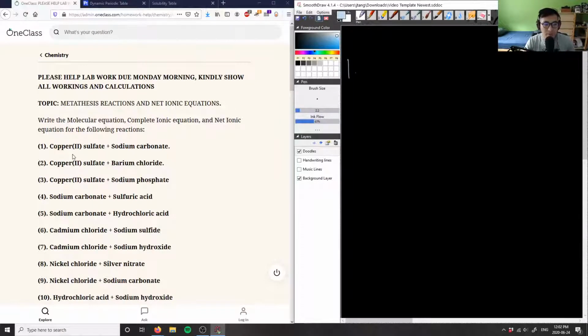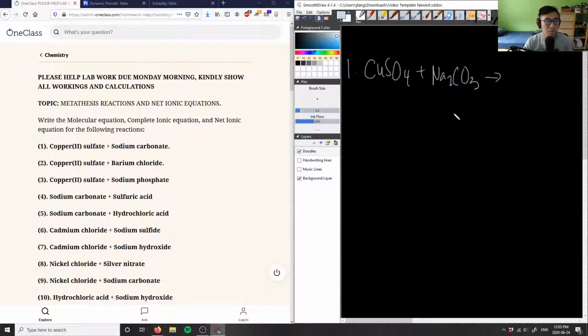So we have our first problem here. It says copper 2 sulfate and sodium carbonate, right? So let's write out the molecular equation for that. We have copper sulfate, so we have Cu and SO4 2 minus, and this is 2 plus and 2 minus, so it's simply CuSO4. So we have CuSO4 plus sodium carbonate, which is Na2CO3, because the CO3 has a 2 minus charge and the Na has a 1 plus charge. And this is going to give us some type of molecular compound.